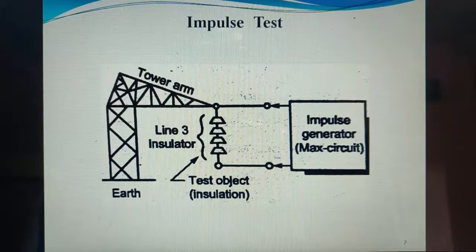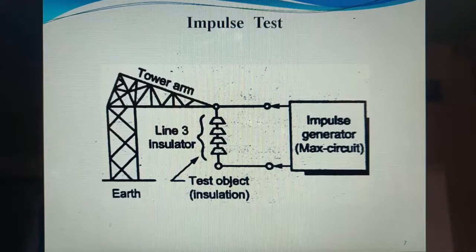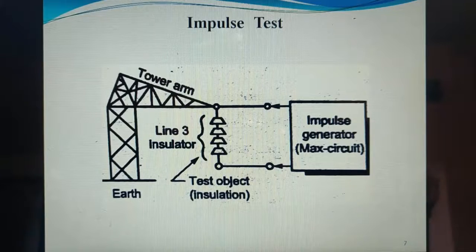Then the impulse flashover test. In this test, the test is performed on a sample of insulator, and the insulator generally must be clean and dry. Usually the amplitude of the impulse wave should be such that it causes 50% flashover. Generally the probability of failure is determined in the 40 to 60% range, so 40 to 60% failure is determined.